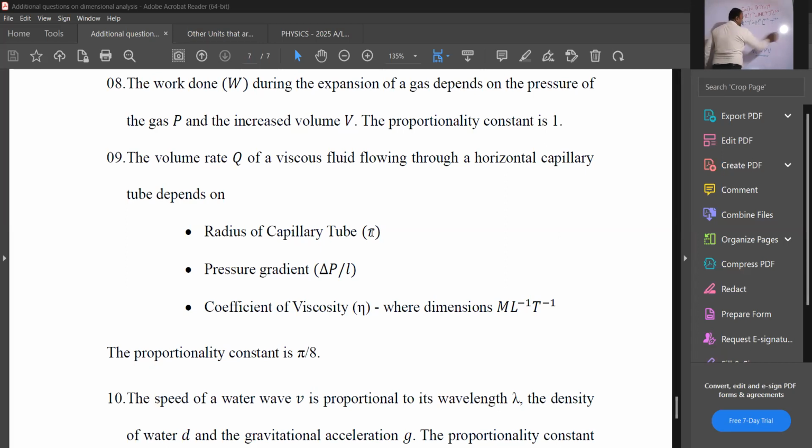Volume rate and volume are two different things. Can anyone tell me what is the meaning of rate? Otherwise you cannot do this question. Volume rate. What is rate? So what is the meaning of rate?